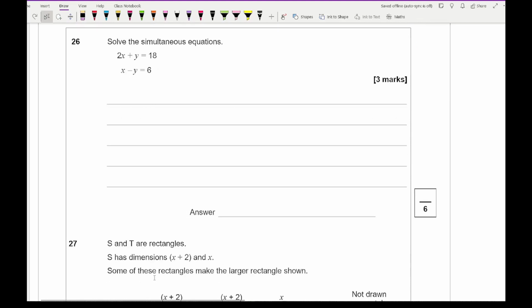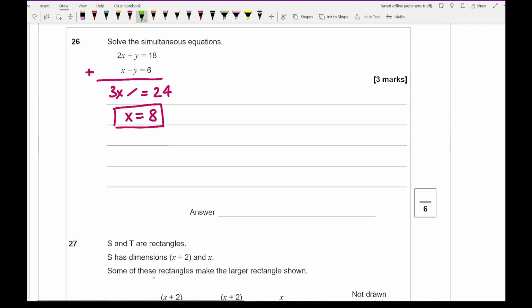Here we're looking at simultaneous equations. It says solve the simultaneous equations. For this, you want to have the same number of x's or the same number of y's. We have already got the same number of y's. So all I need to do is decide whether to add or subtract. As you can see with the y's, they're different signs. So what we need to do here is add the two equations. So 2x plus x is 3x, the y's disappear, and 18 plus 6 is 24. So from this we can establish that x equals 8.